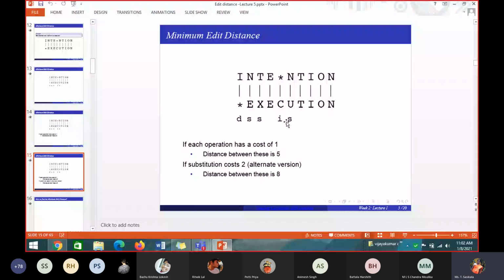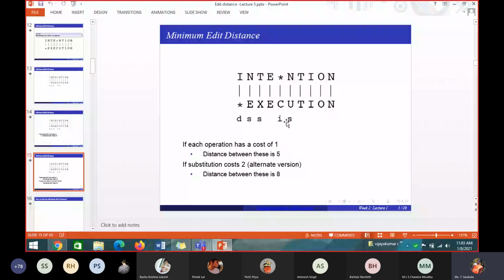It will be given in the problem. If it is not given, please take that. That is the thing they have taken: insertion 1, deletion 1, and if you're substituting one thing with the other thing, the cost is taken as 2. So in that case, what will be the distance, as we call that cost a distance, to convert intention to execution? If the substitution cost is 2, the distance is 8.